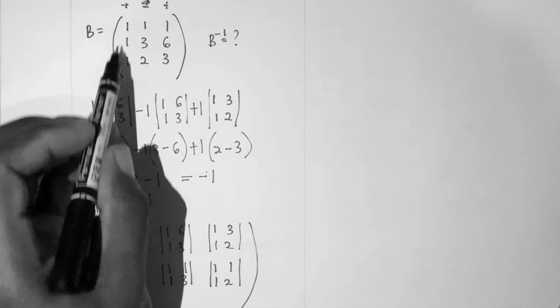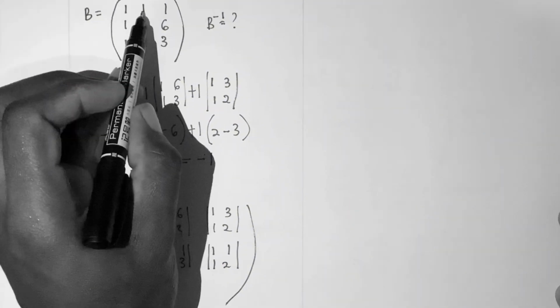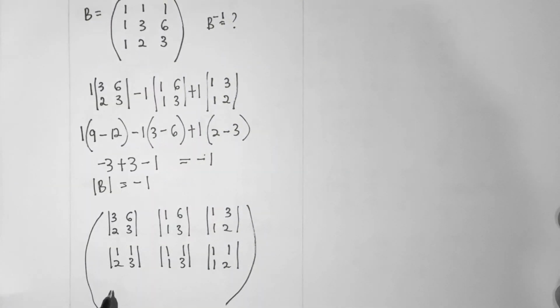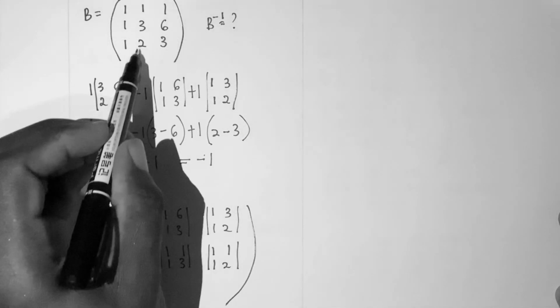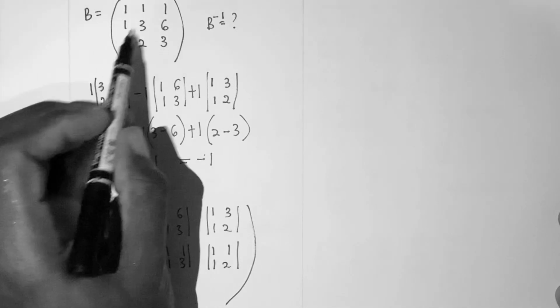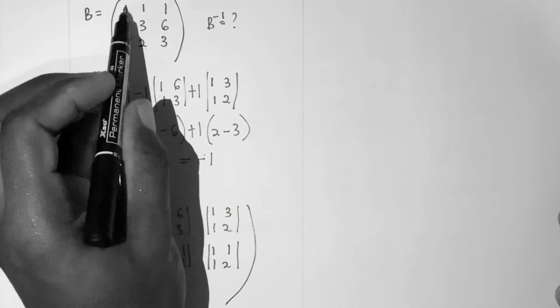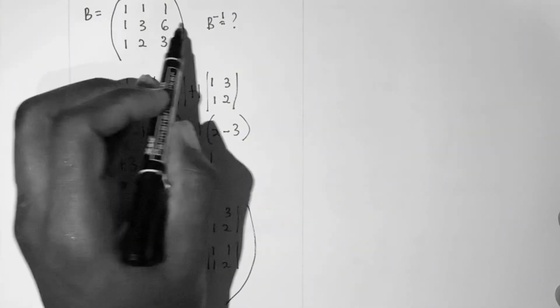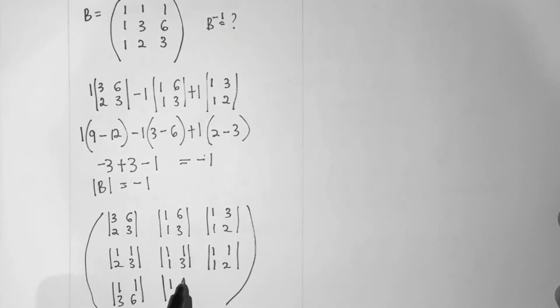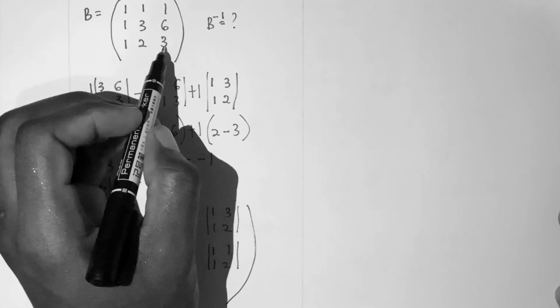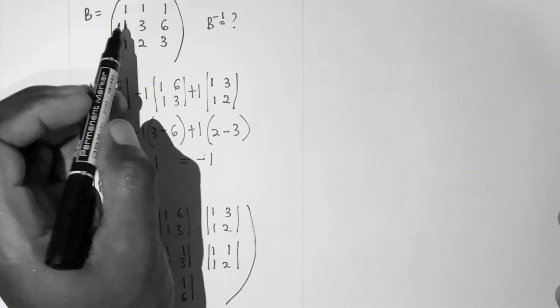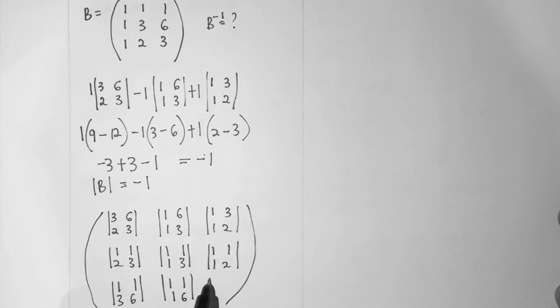Then let's take this 1. If we rule out the row and column, we are left with 1, 1, 3, 6. Then if you take this 2, if you rule out the row and then the column, we are going to be left with 1, 1, 1, 6. Then if we take this 3 and rule out the row and column, we are going to be left with 1, 1, 1, 3.